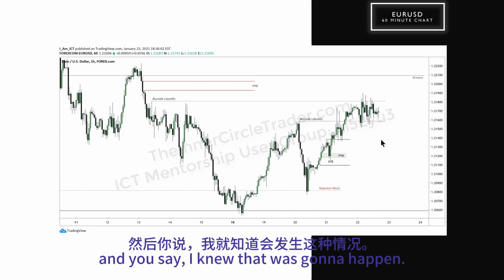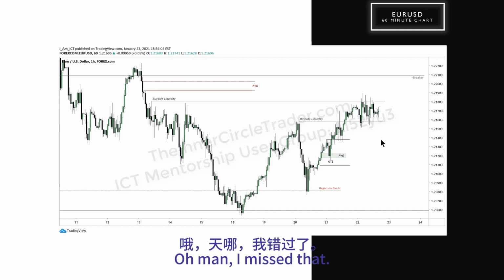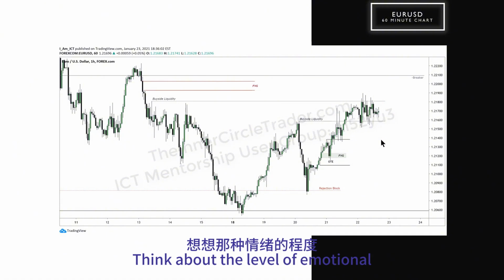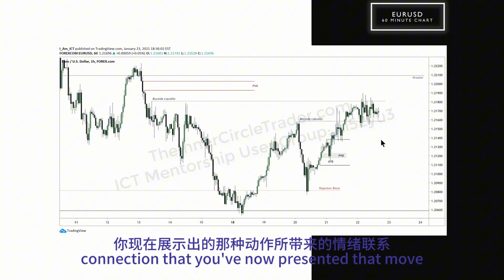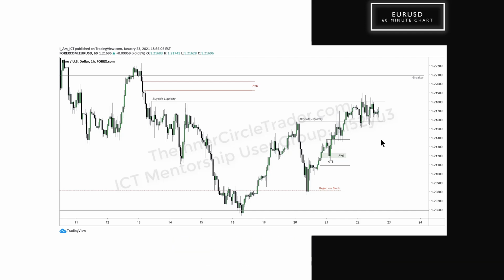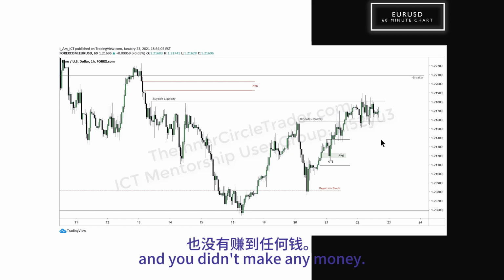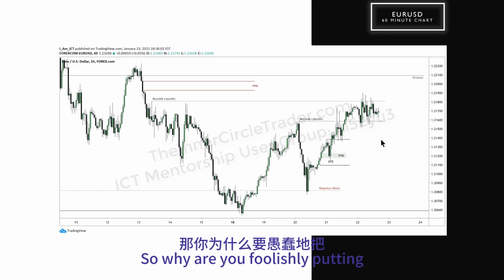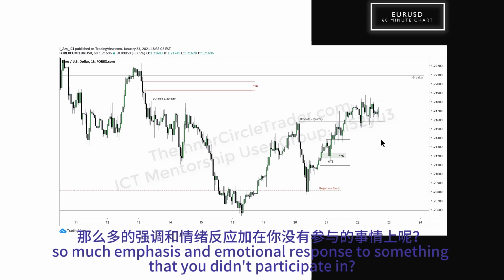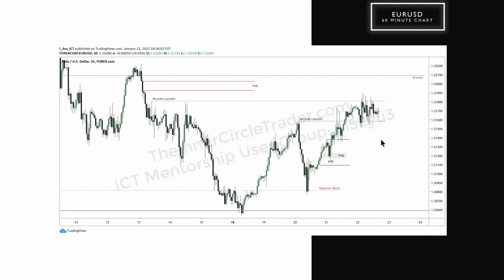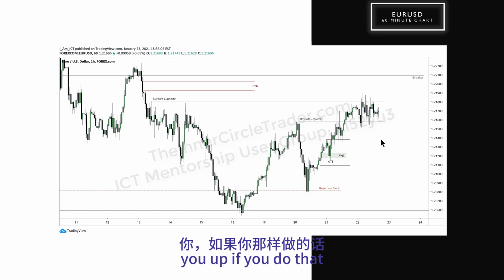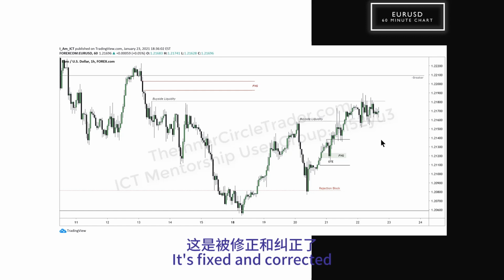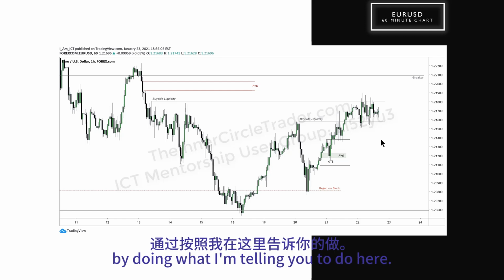if you look at a price action move and you say, oh, I knew that was going to happen, oh man, I missed that. Think about the level of emotional connection that you've now presented that move, and you didn't even trade it. You didn't take any risk there, and you didn't make any money. So why are you foolishly putting so much emphasis and emotional response to something that you didn't participate in? Now, I'm beating you up if you do that, because I want you to know what you're doing is wrong. It's fixed and corrected by doing what I'm telling you to do here.